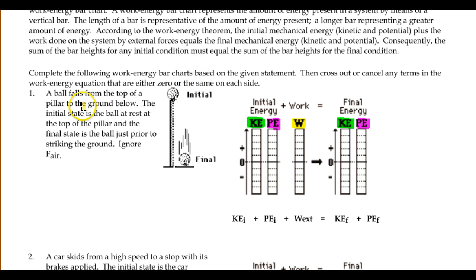Okay, so we look at our situation. A ball falls from the top of the pillar to the ground below. The initial state is at rest at the top of the pillar, and the final state is just prior to striking the ground. So everything to the left of the equal sign is our initial energy state, plus any work that's done in the motion. So this will be from the top down to the bottom. The final energy on the right-hand side is just before we hit the ground.